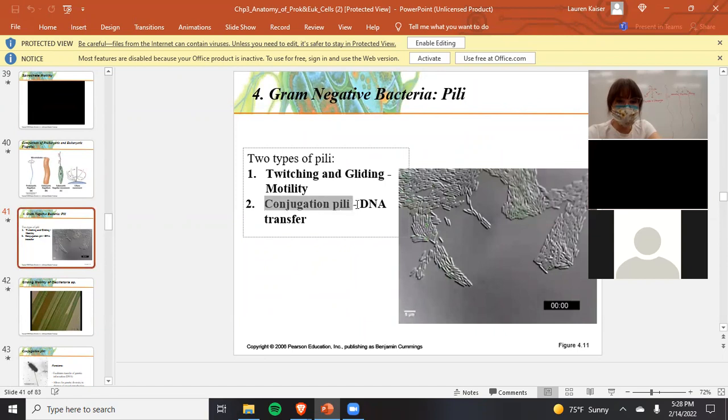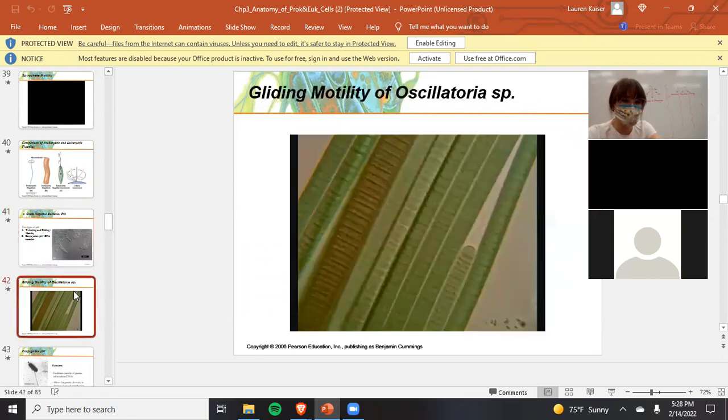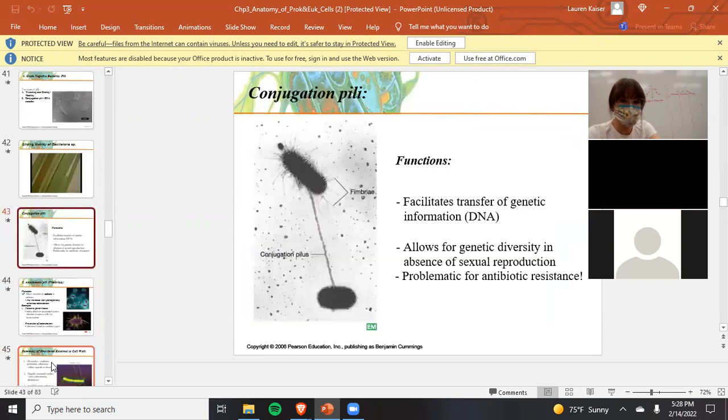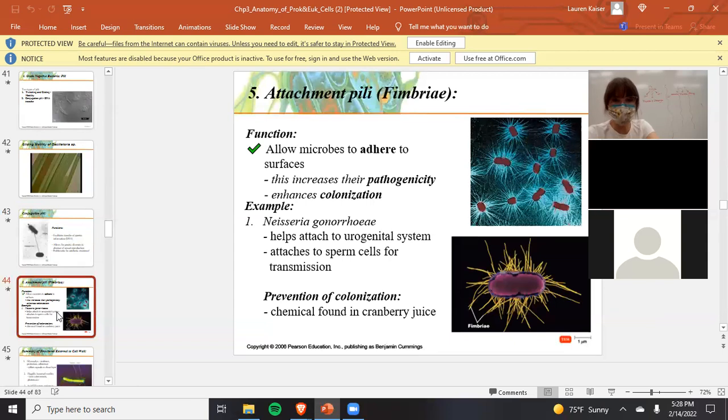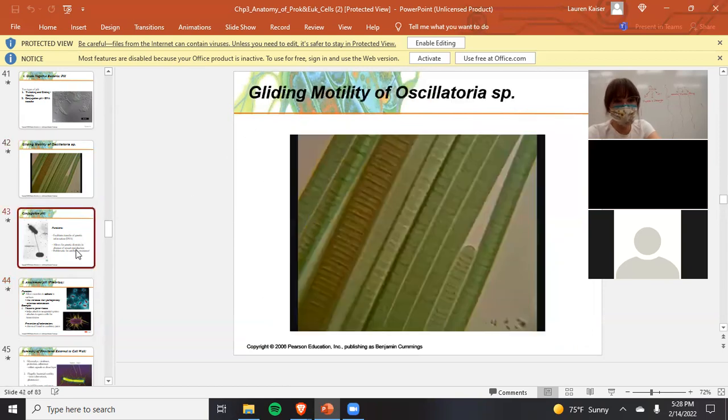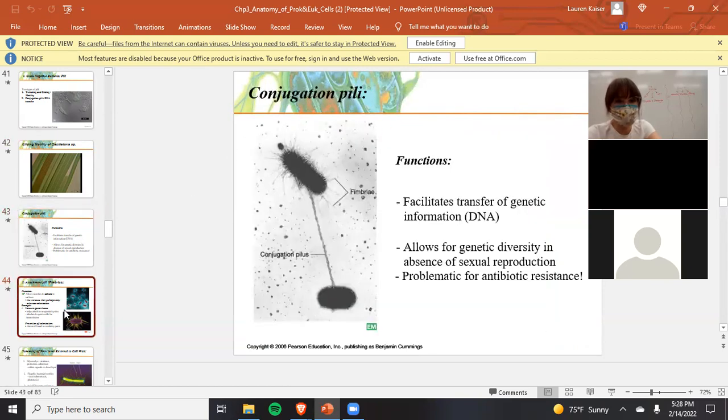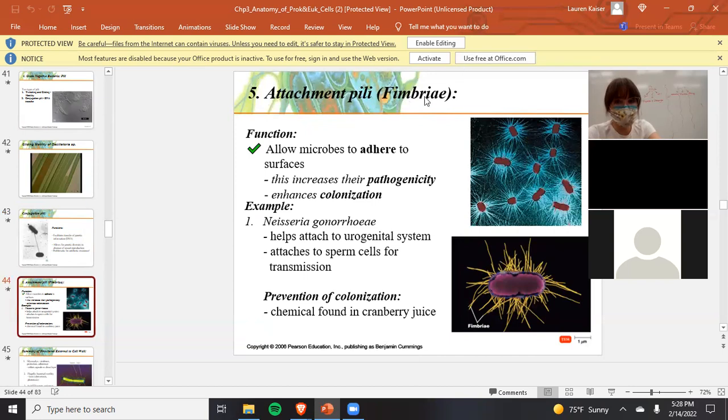Know your conjugation pili. That'll be a good one. Pilus, pili. Those are pretty good. We'll go a little bit more in depth with this in the next exam, just so you guys know. Remember that the pili is one thing, the conjugation pili is one thing, and then attachment pili or fimbriae is another one. So make sure to do that differentiation.